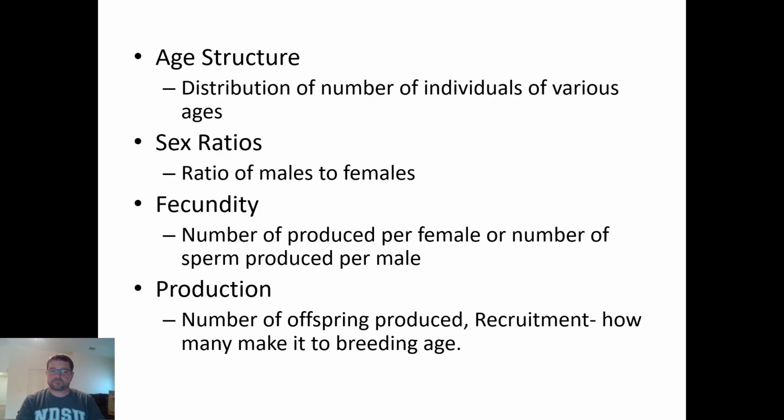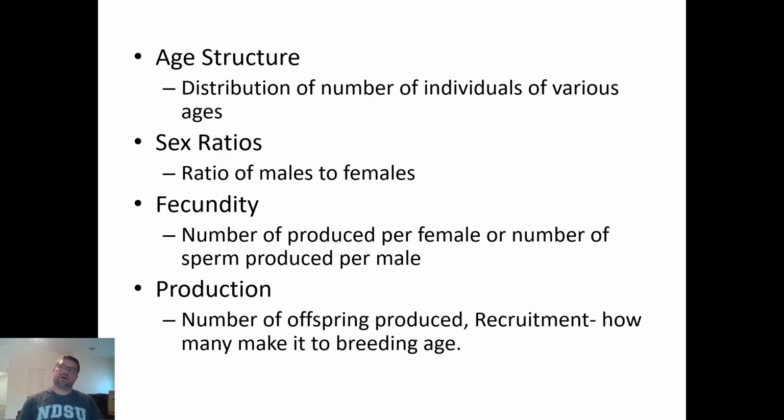Production is much like fecundity. Okay, so we need to know how many of the offspring are being produced. So you produce this many eggs. This is how many are going to be fertilized. This is how many are going to hatch. That's how many offspring are going to be produced.